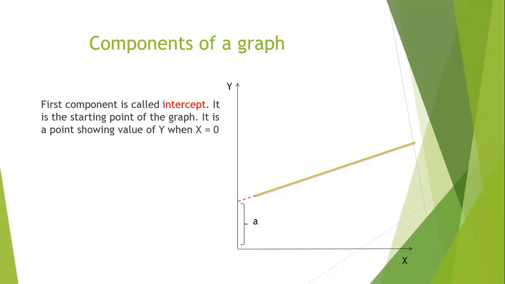So graph can start from zero. Origin means x is zero, y is zero. It can start from a positive number, meaning x is zero, y is some positive intercept. It can start from negative, means x is zero, y is negative.